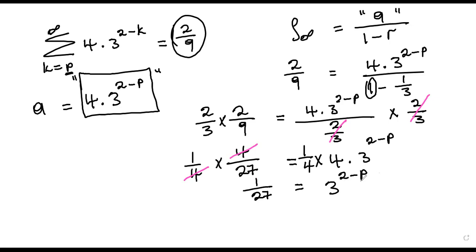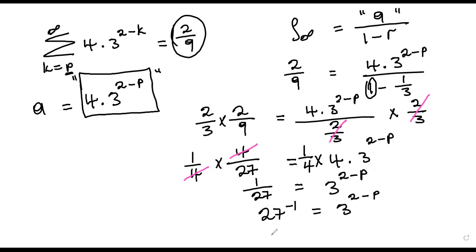But now you realize that P is in the exponent. So meaning this is an exponential equation. So in order for you to solve an exponential equation, you need to make sure that the bases are the same. So that if the bases are the same, you equate the exponents. Now, the first thing you're going to do, you write 1 over 27 as 27 raised to the negative 1. And this is equal to this thing.